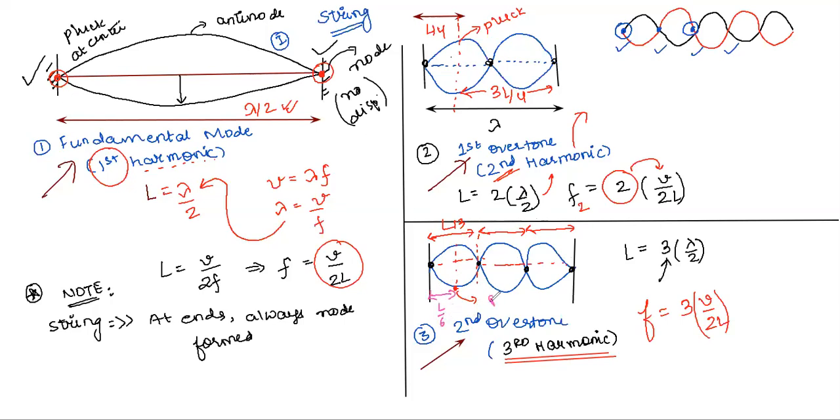So here we pluck at L by 6. If we pluck the string at L by 6, then it will undergo third harmonic vibrations, right?